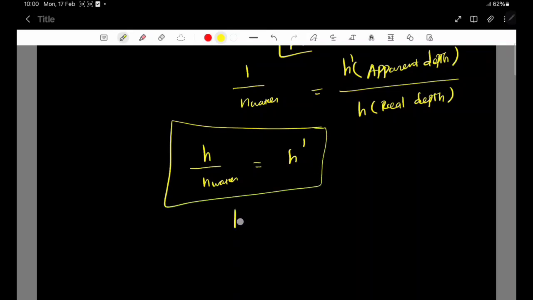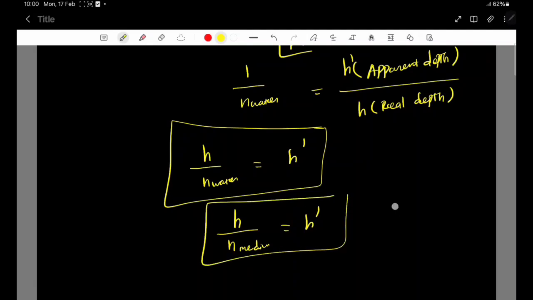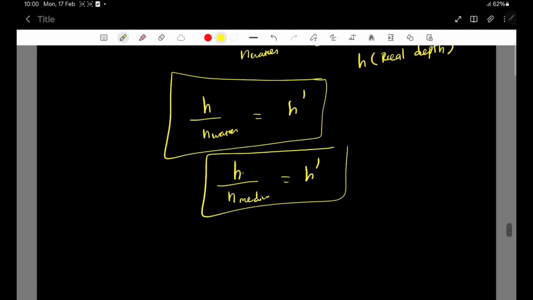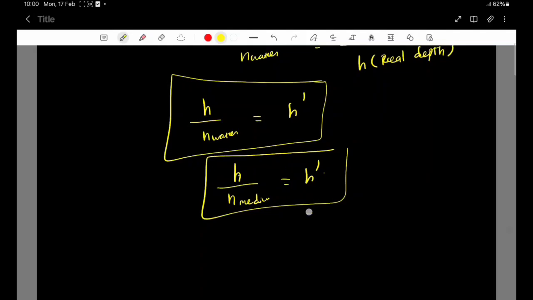So generally I can write H by the refractive index of the medium equal to H dash. It's a relationship we got: real depth and apparent depth. I told you before, right? Water has a refractive index greater than 1. So if you divide the actual depth by a number more than 1, that ratio is going to be smaller. So obviously the apparent depth is going to be less than the actual depth.